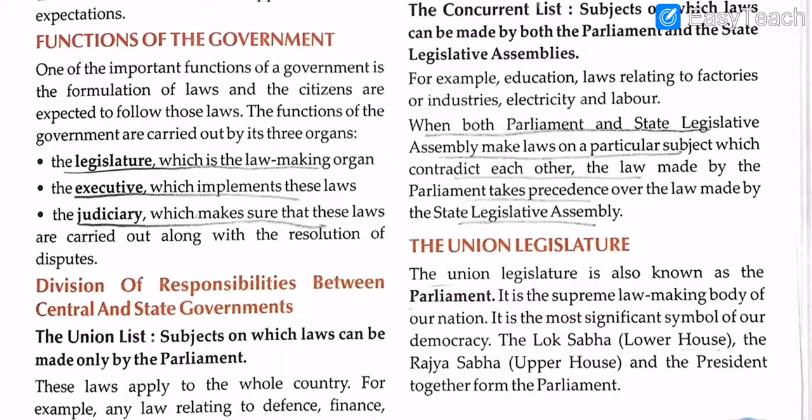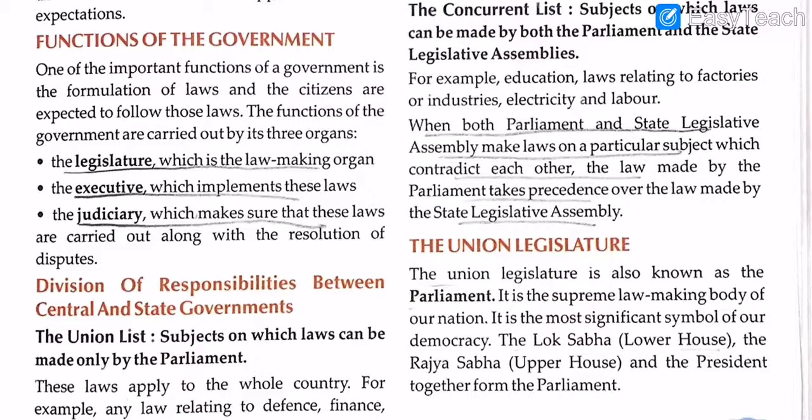So the union list is the subjects on which laws can only be made by the parliament. These laws apply to the whole country. For example, any law related to defense, finance, foreign affairs can only be made by the parliament. That is, parliament takes care of the whole of India.